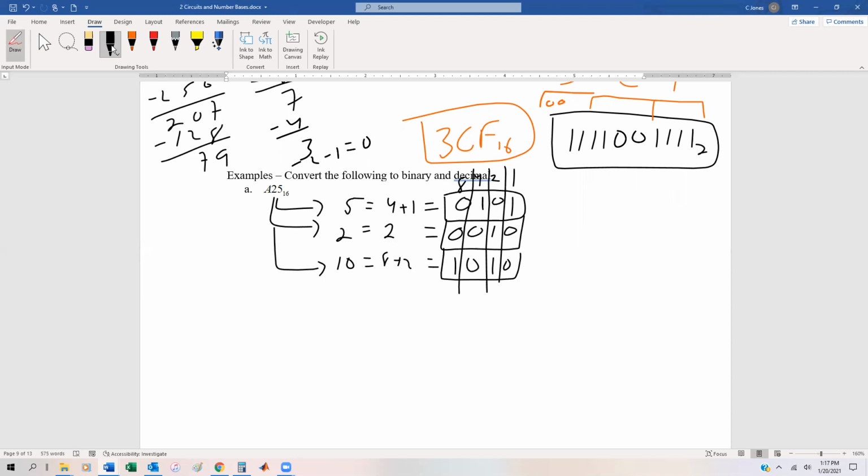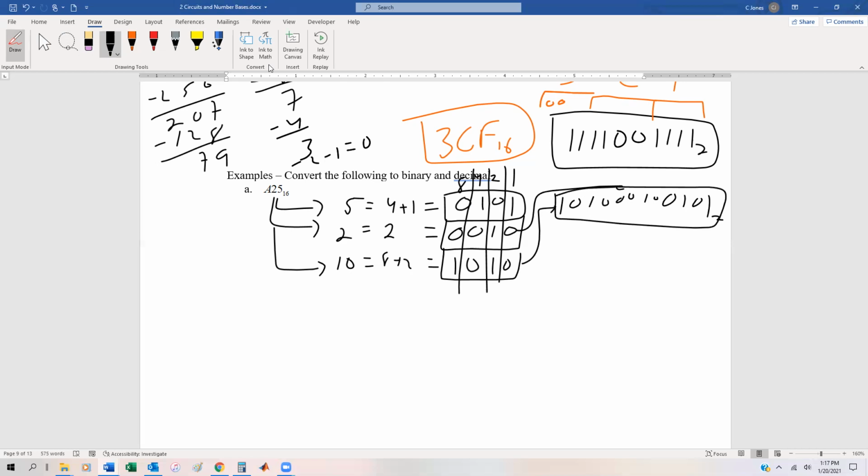So in base 16, A25 in base 2 is going to be 1010, so that's this one, and then 0010, which is our second pair, and then finally 0101. All right, and that's in base 2.